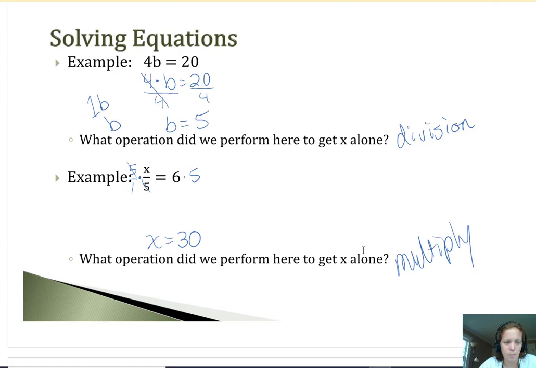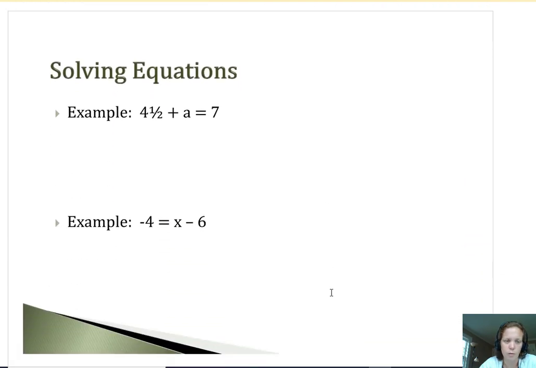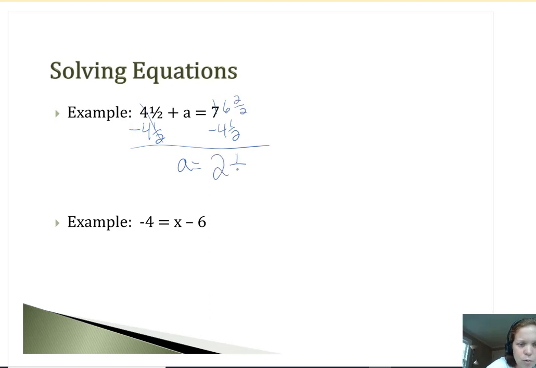Okay, so now let's do a couple, keeping in mind we're going to do the opposite operation where maybe I wouldn't just off the top of my head know the answer. So 4.5 plus a is 7. So to get a alone, I'm going to subtract 4.5. So a is by itself. 7 minus 4.5. If I want to do this by hand, let's make it 6 2/2. So 2.5.